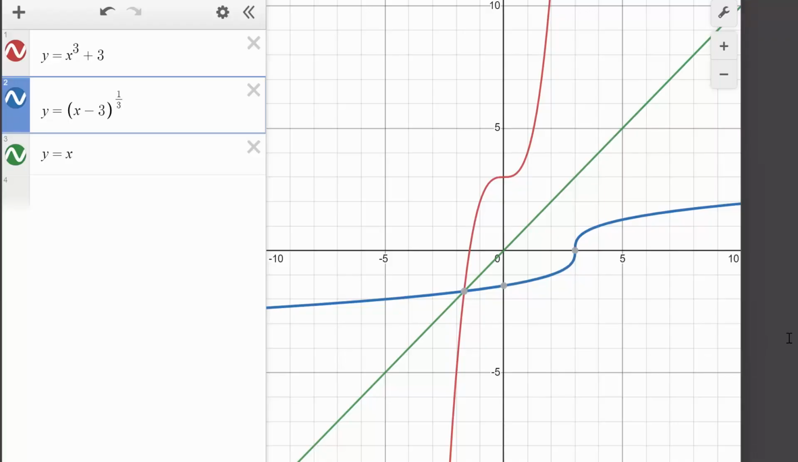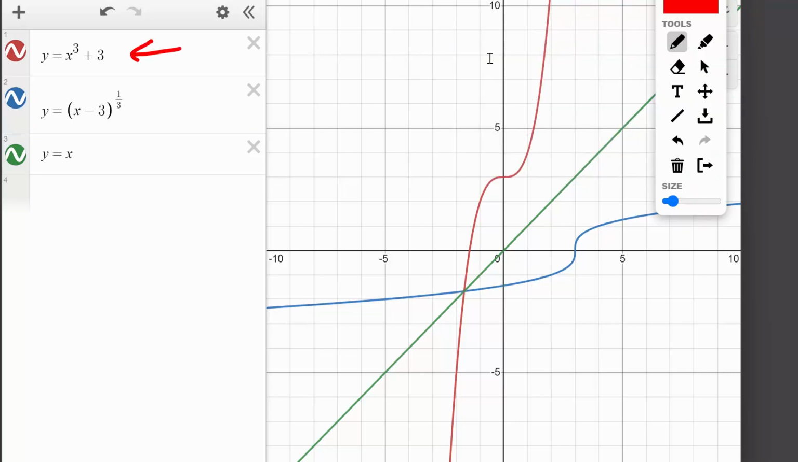So here's the function and its inverse, graphed on Desmos graphing calculator with y equals x, and it should be quite clear to see that the red, which is the original function, and the blue, which is the inverse function, are reflections of each other in y equals x. I'm saying that this is the original function and this is the inverse function, but of course they're actually inverse functions of each other.